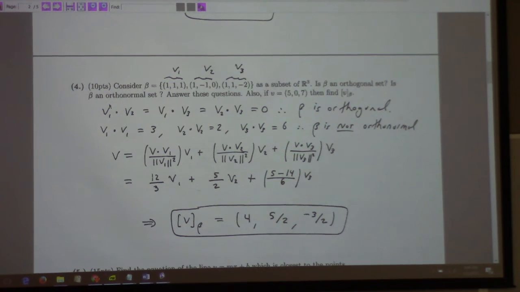Is beta an orthogonal set? Is it orthonormal? It's orthogonal because the dot products are 0. It's not orthonormal because the lengths are respectively root 3, root 2, and root 6. So how do we fix that? You could fix it by normalizing them, right?